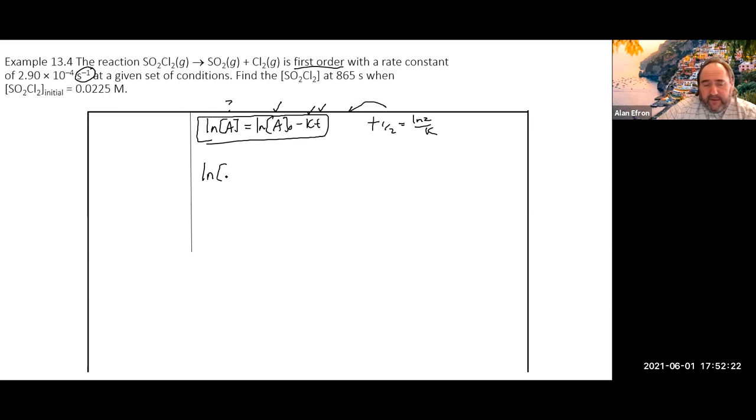So we're going to try to find our final concentration, which is going to be equal to the natural log of our initial concentration, which is 0.0225, minus our rate constant, which is given to us as 2.9 times 10 to the minus 4 reciprocal seconds, times 865 seconds, which was our time.